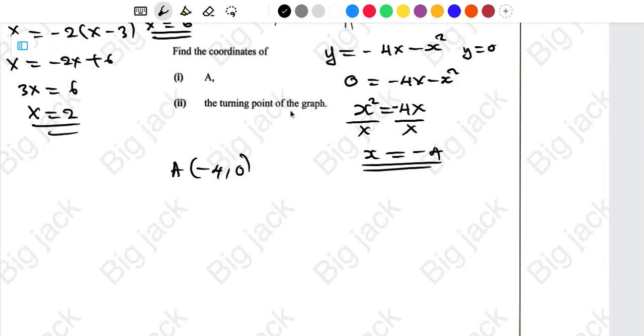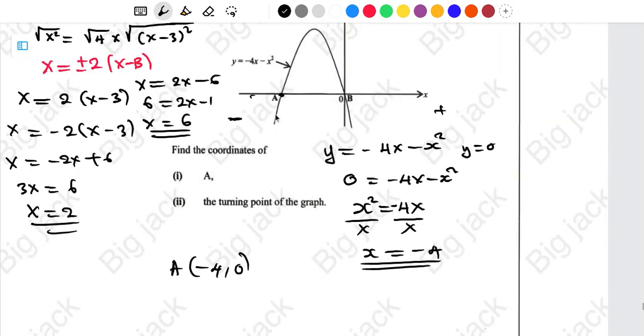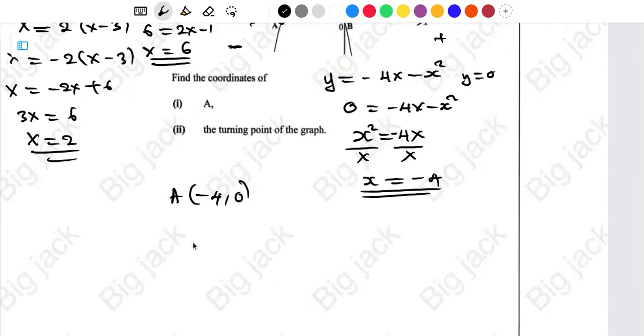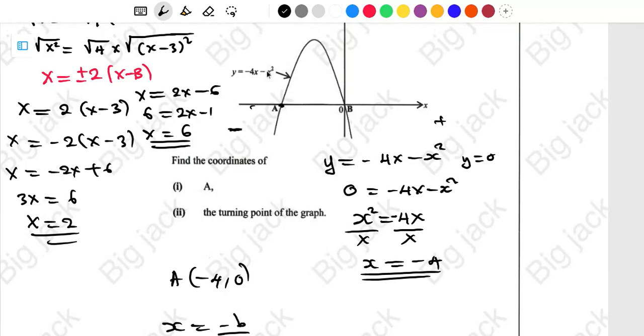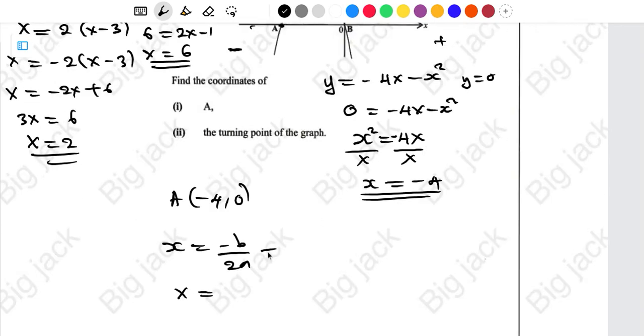Then in the turning point of the graph, we can say x is going to be equal to negative b divided by 2a. So from this equation that we have, we can identify that the value of a is negative 1. The value of b is negative 4. Negative 4, negative 1. And this is going to give us 4 divided by negative 2, which is going to give us negative 2 as the value of x.